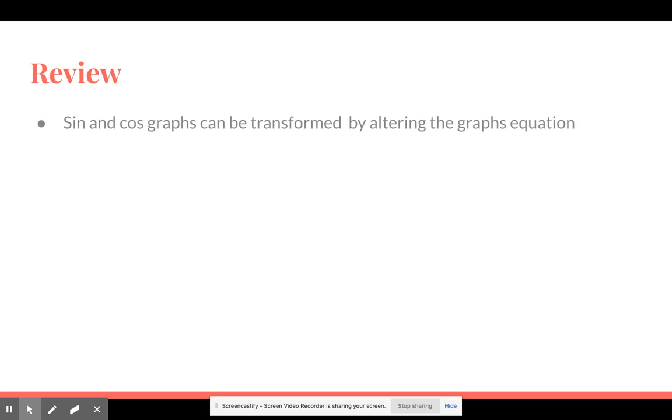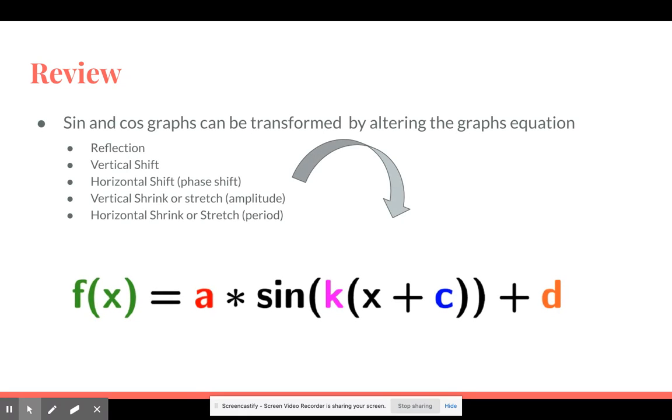So a little review. Sine and cosine graphs can be transformed by altering the graph's equation. You can either have a reflection, a vertical shift, horizontal shift, otherwise known as a phase shift, a vertical shrink or stretch, otherwise known as changing the amplitude, and last, a horizontal shrink or stretch, period. So if you follow these guidelines and remember what rules each different type of transformation have, you will be on your way to transforming sine and cosine graphs.